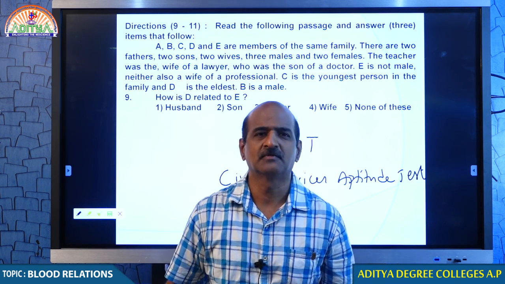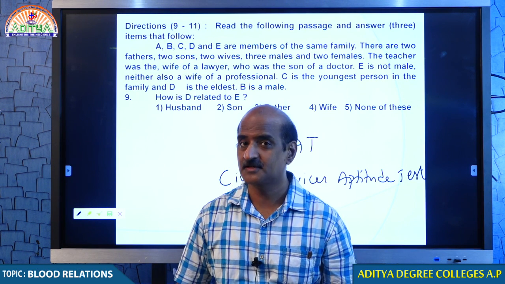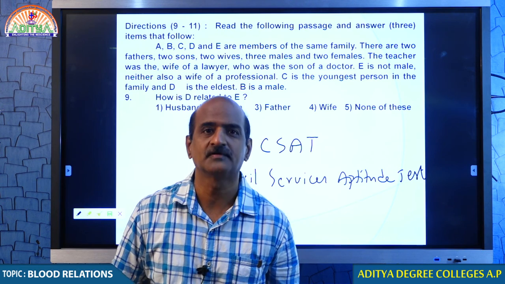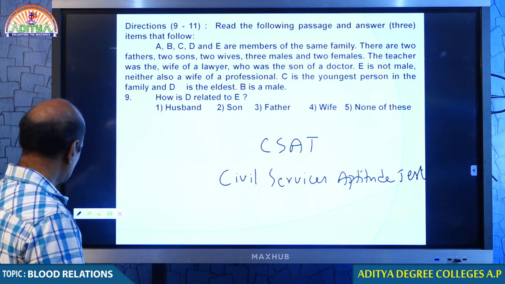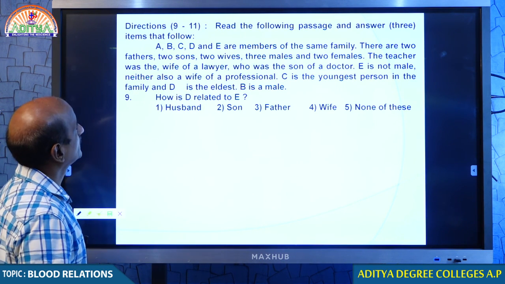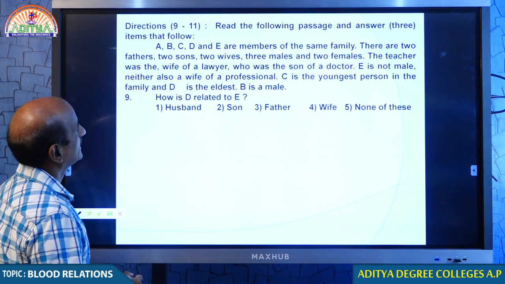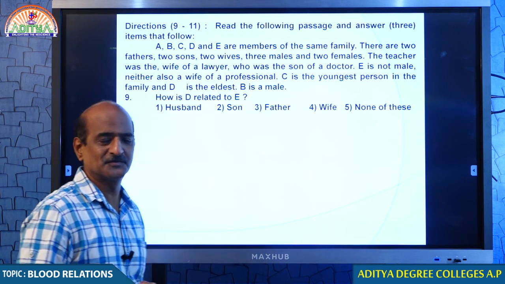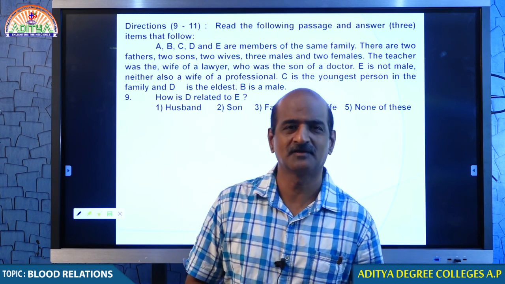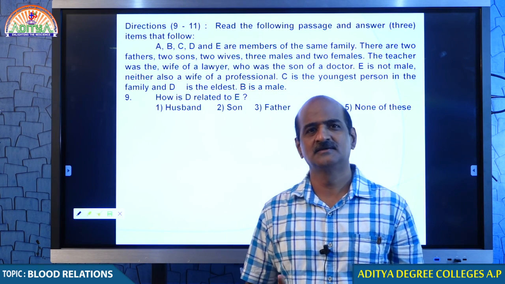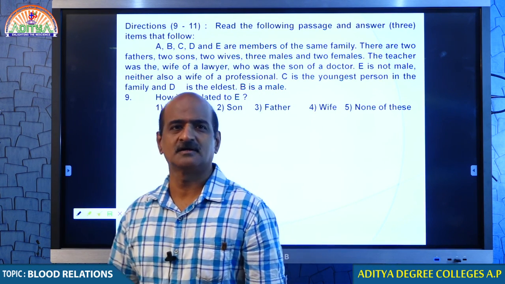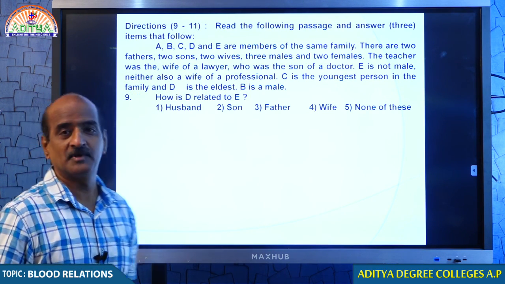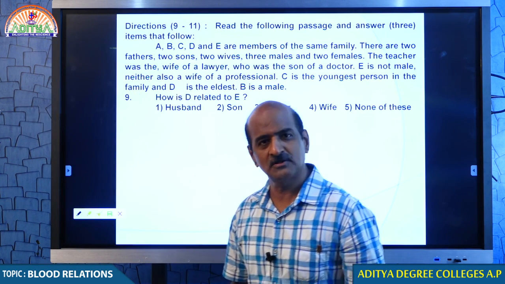To be good at aptitude, my dear students, you have to understand the basics of the topic properly. Once you are able to get it, it is not a very big issue. Okay, students? Now come on. Here we go. A, B, C, D, E are members of the same family. There are two fathers, don't confuse. The number of fathers is 2, and 2 sons, 2 wives, 3 males, 2 females. Oh my God. In 5 members we have all these.